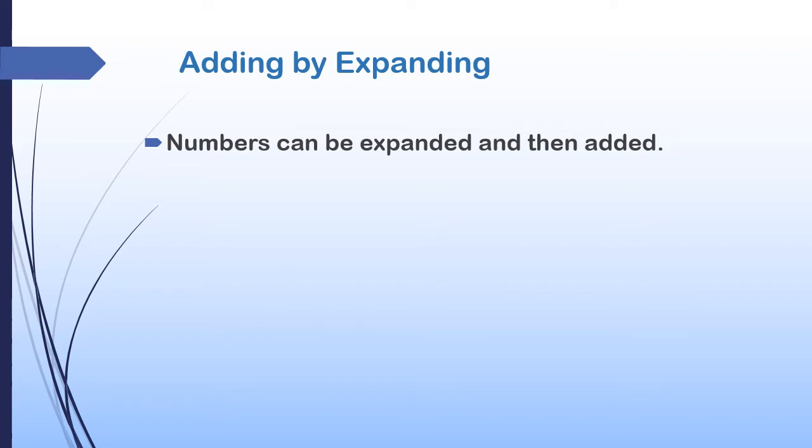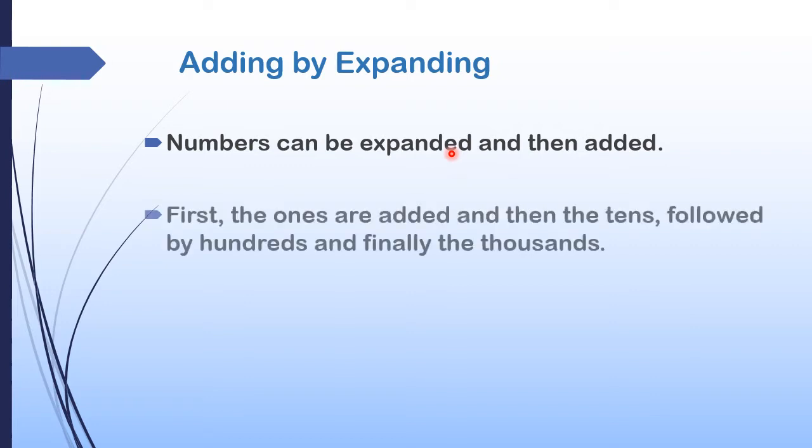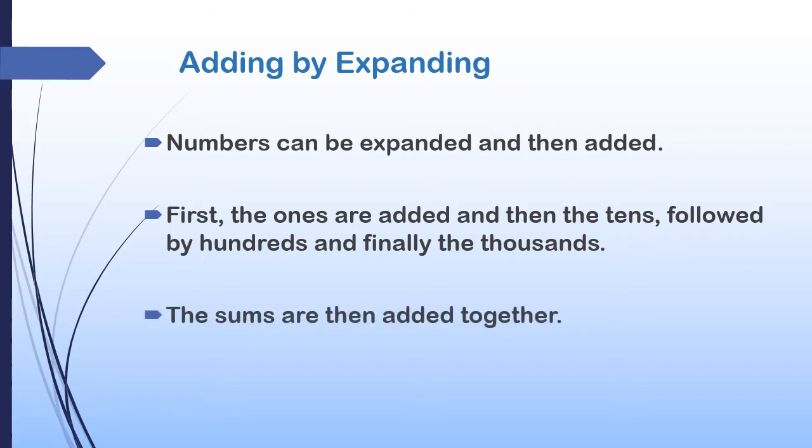Now, the first method is adding by expanding. So numbers can be expanded and then added. The first step is you have to write the expanded form of the given numbers. First the ones are added and then the tens, then hundreds, and finally the thousands. The sums are then added together. Okay. This one already you learnt.